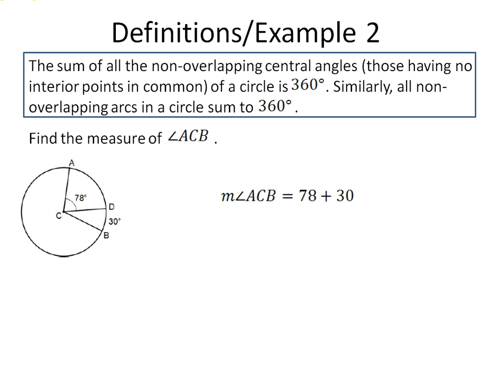So let's take a look here and see what we got. Because these two angles do not overlap, we're going to add them together to get ACB. So 78 plus 30 gives us 108 degrees.